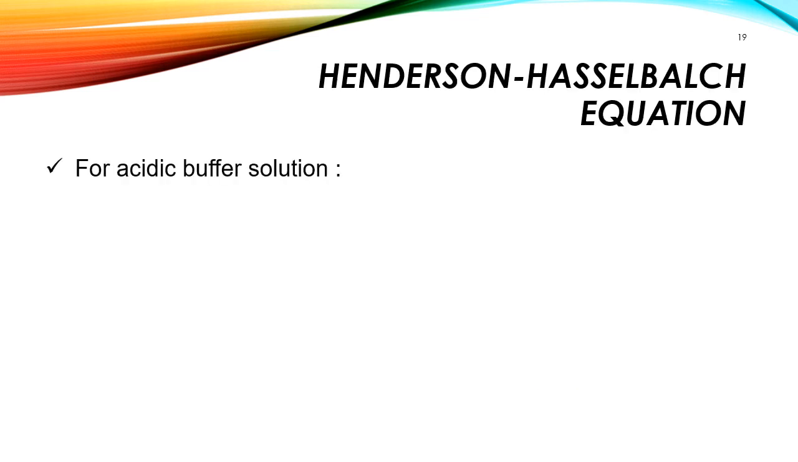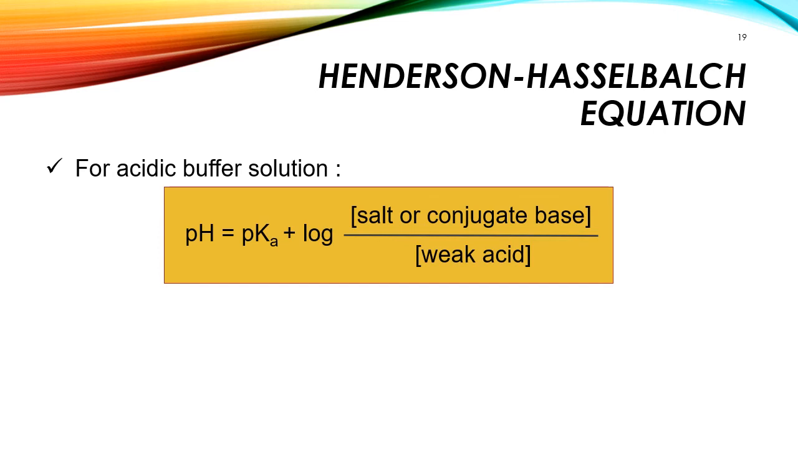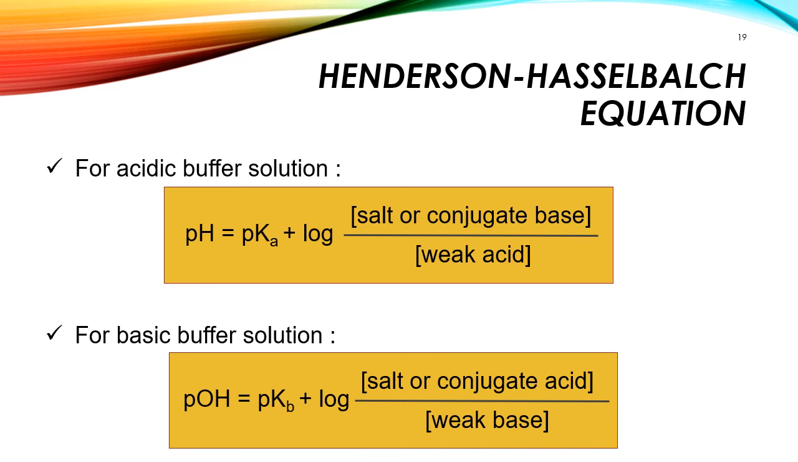So, we can make a conclusion. For an acidic buffer solution, we can determine the pH directly from the Henderson-Hasselbalch formula: pH equals pKa plus log of the concentration of the conjugate base over the concentration of the weak acid. For a basic buffer solution, we can determine the pOH by using the Henderson-Hasselbalch formula: pOH equals pKb plus log of the concentration of the conjugate acid divided by the concentration of the weak base.